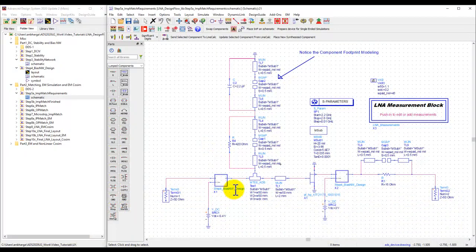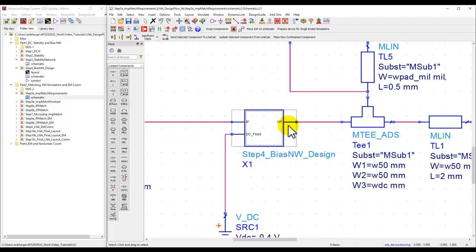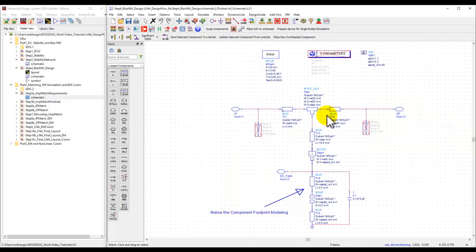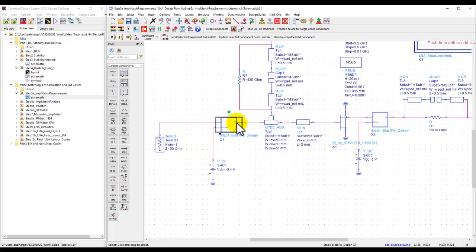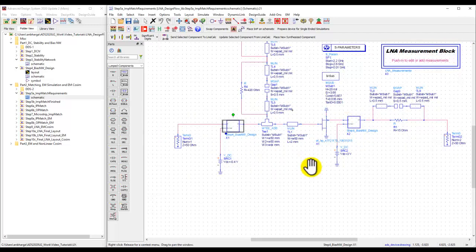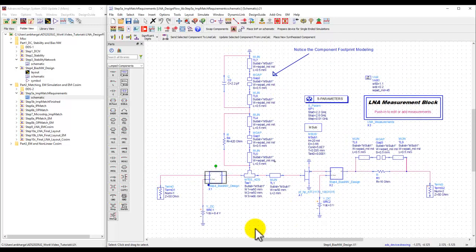At the input and output, you can notice I have a bias network design. And if I push inside, it is the same bias network which we talked about during the last part. Here, to make it suitable for a subnetwork, I have disabled the 50 ohm terminations which we had for our S parameter analysis, as well as I have disabled the S parameter controller from here. So the same bias network is utilized at both input and output side. All right, so with the right components in place, we can go ahead and run S parameter simulation.